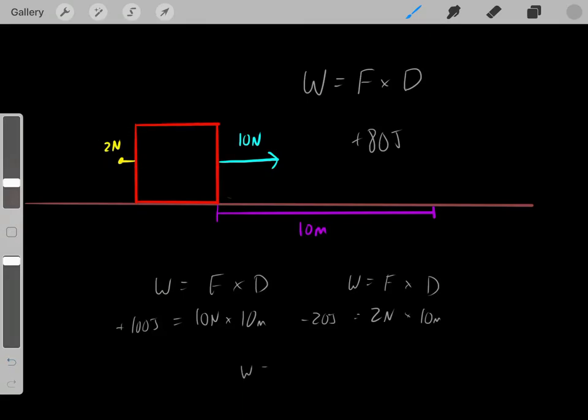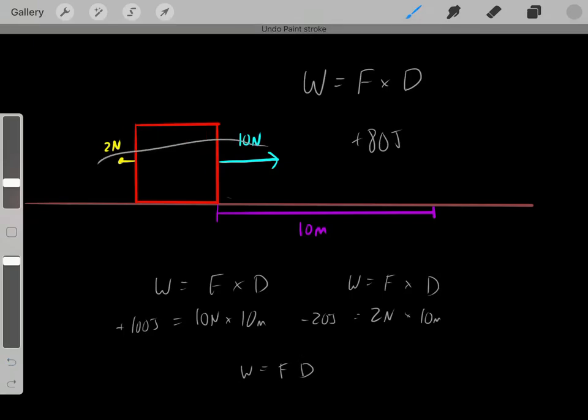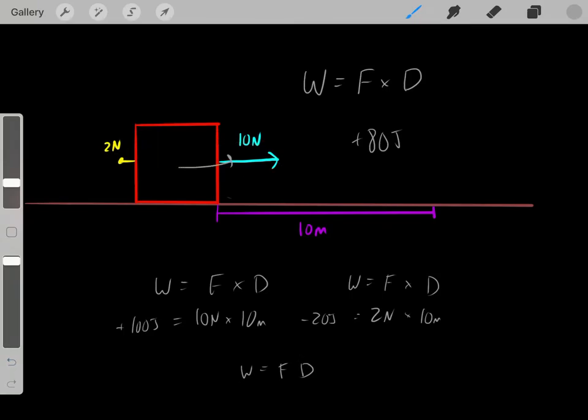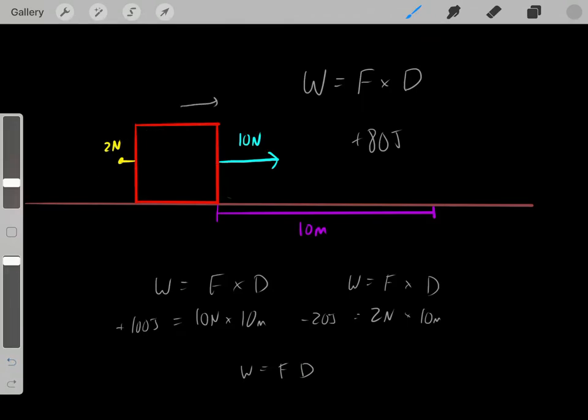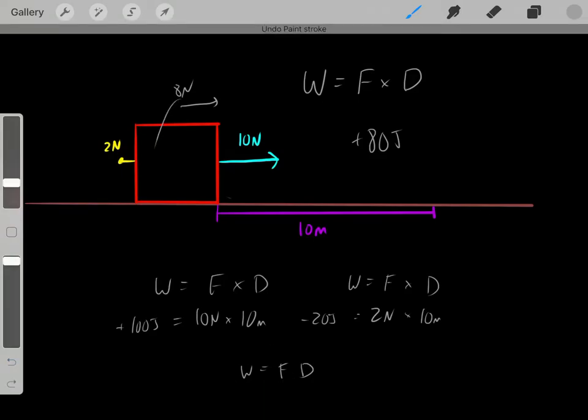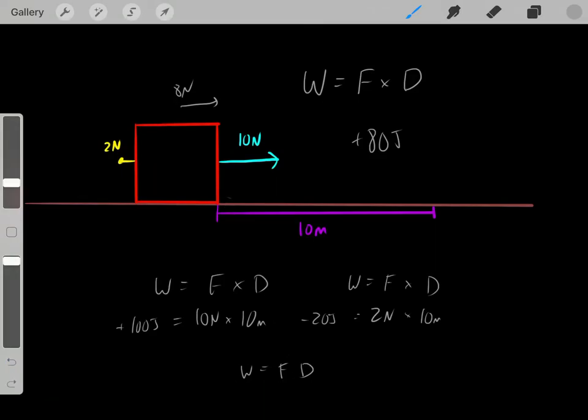Because again, we know work equals force times distance. However, we could have just found the net force. If we had a 10 newton force in this direction and a 2 newton force in this direction, we know we had a net force of 8 newtons. So then you could also use this equation, plugging in the net force. And we know the net force was 8 newtons, and again, we know the distance was 10 meters.